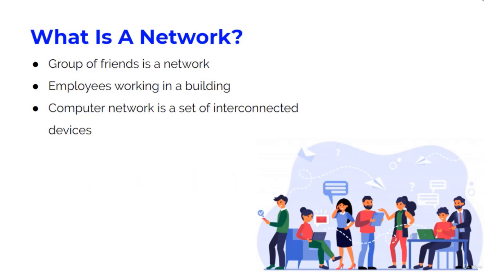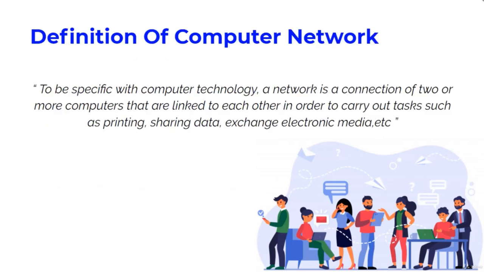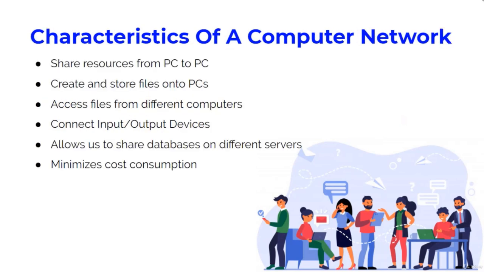So, the standard definition of computer network goes as follows. To be specific with computer technology, a network is a connection of two or more computers that are linked to each other in order to carry out tasks such as printing, sharing data, exchange of electronic media, etc. So, what are the characteristics of a computer network?